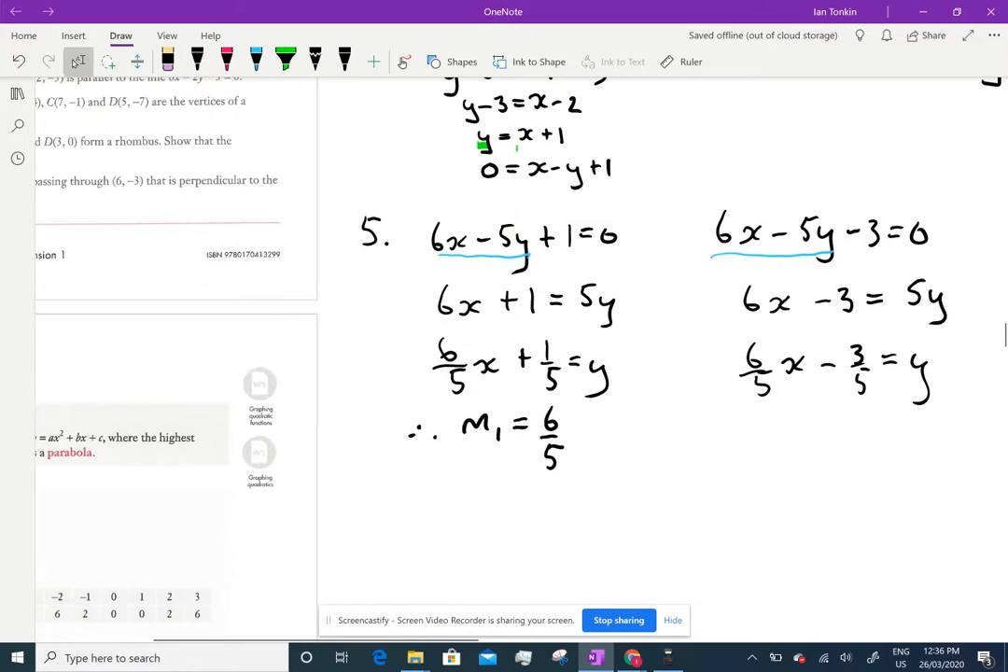So straight away, you know these are the same lines, although their y-intercepts are 2/5 apart. Therefore, m2 equals 6 on 5. Thus, the lines are parallel.